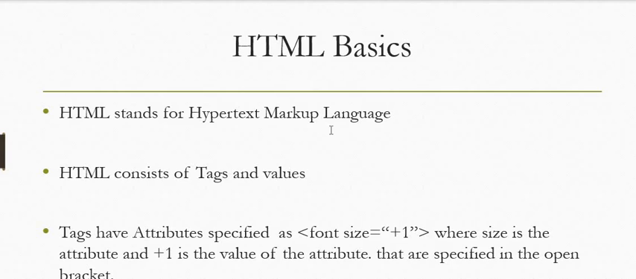HTML stands for Hypertext Markup Language. It consists of tags and values. Tags have attributes specified within each of the tags. In this specific case, font size: size is the attribute, and +1 is the value of the attribute.